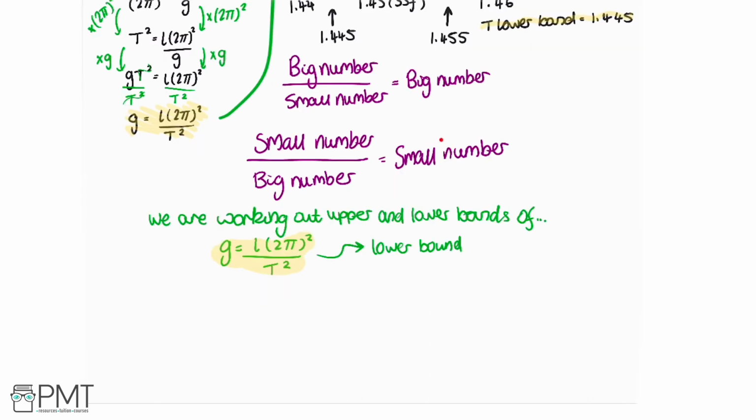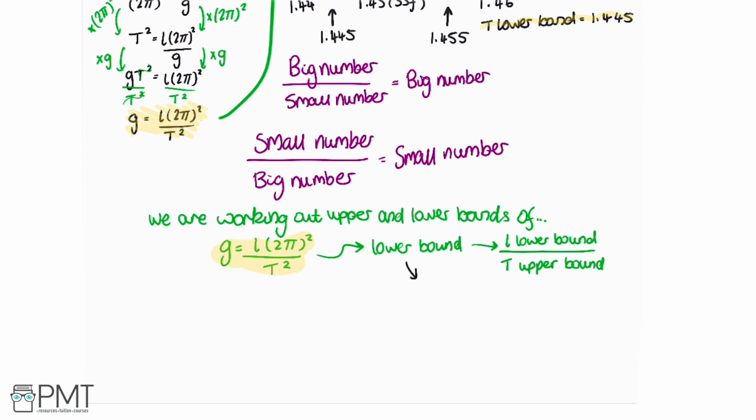For the lower bound, we want a small number. So to get that, we want a small number divided by a big number. We've got L on the top and T on the bottom. So we want the smallest possible value for L on the top, so we're going to use the L lower bound, and we want the largest possible value for T on the bottom, so we're going to use the T upper bound. And we're going to take those values, sub it into our formula here to get the lower bound for g.